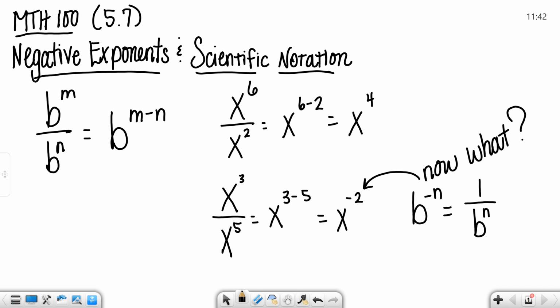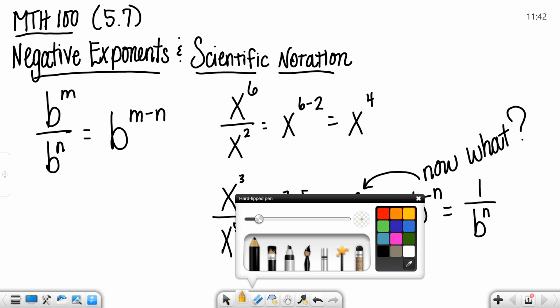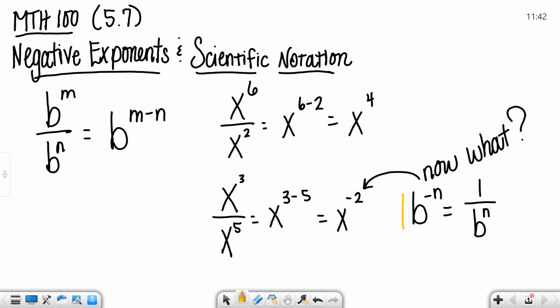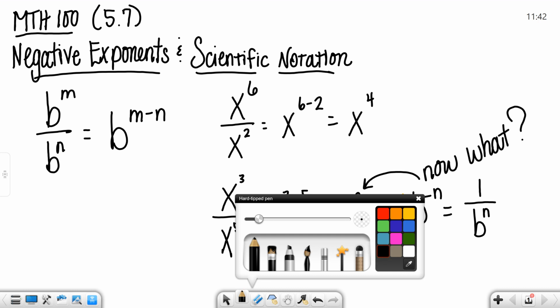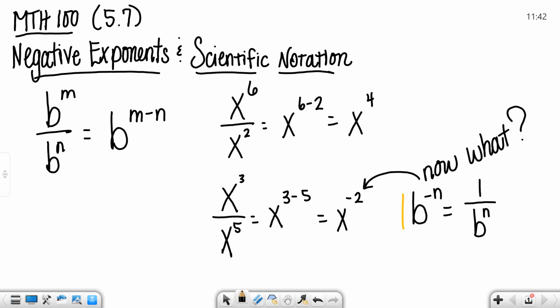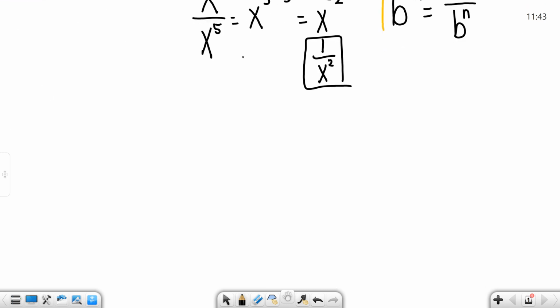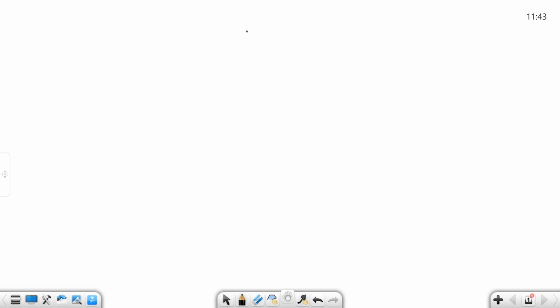Now this 1 didn't just come out of nowhere. We think of it as our coefficient that is sitting in front of this b that we don't have to write because it's a 1. That coefficient is the number that is sitting right there. So I didn't just come up with a 1 out of nowhere. So this particular answer would be 1 over x squared. And that's how we would write that. We can never leave a negative exponent in our final answer. My math lab will count it wrong if you do that.